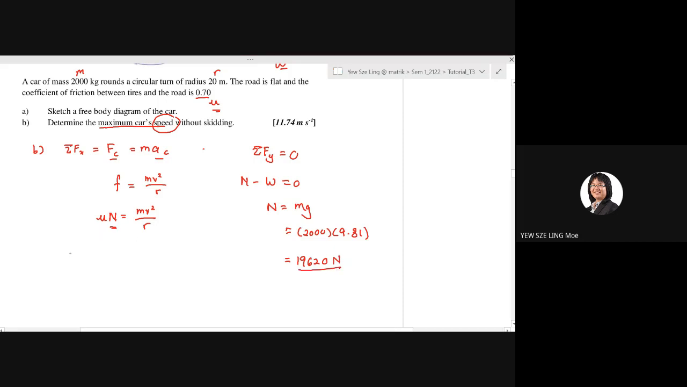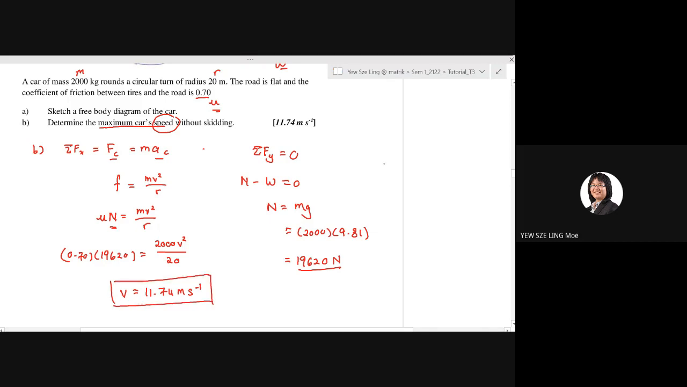So I'm going to substitute this value into the first equation just now. So mu is 0.70 times 19620 equals to 2000 v squared over r, where r is 20 meter. Rearrange the equations and you will obtain v equals to 11.74 m s negative 1. So that is the answer for question number 4.